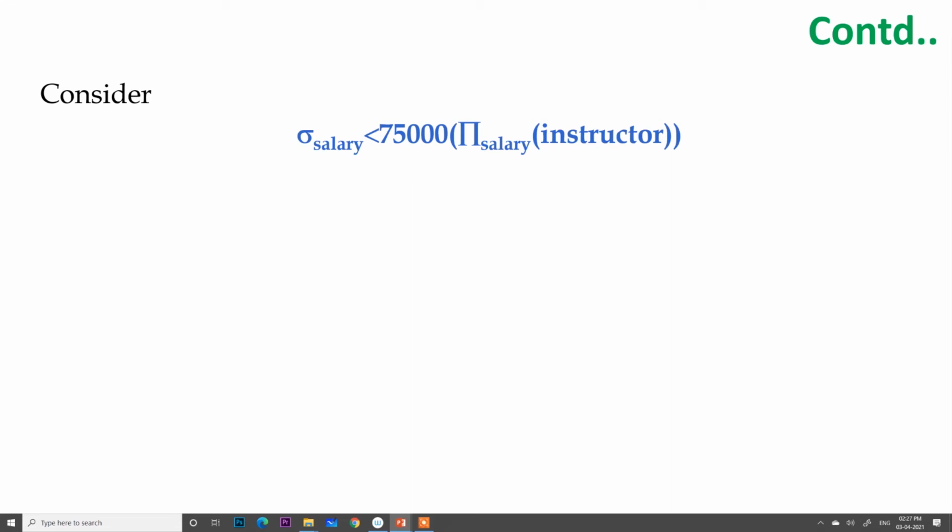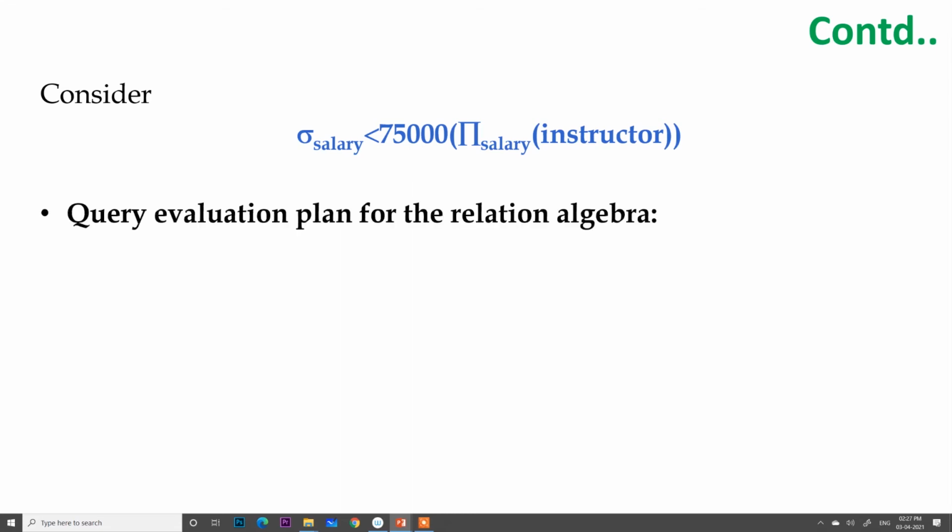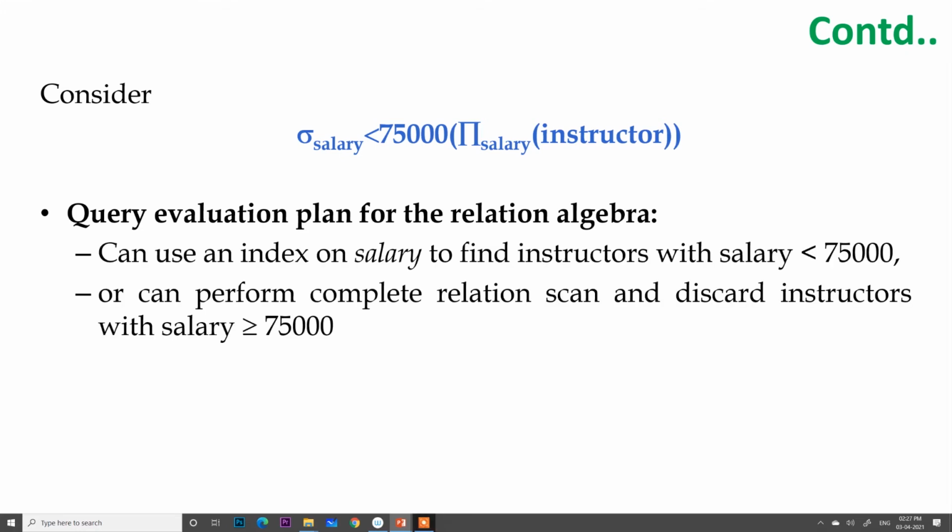Now let us see an example here. I have given a relational algebra operation, sigma salary less than 75,000 on the instructor relation. The query evaluation plan for this can be done in two ways. One is, you can have an index on the salary to find the instructors whose salary is less than 75,000 directly. The other way is, you can perform a complete relation scan and then discard the instructors with salary greater than 75,000.